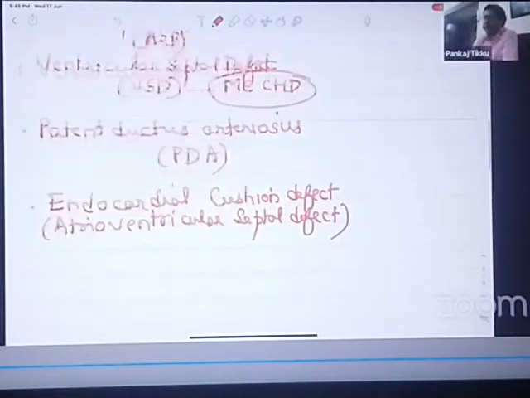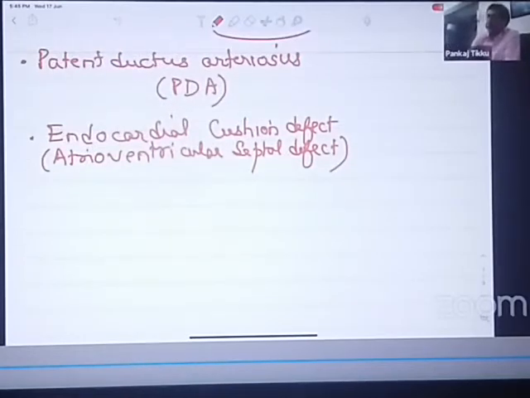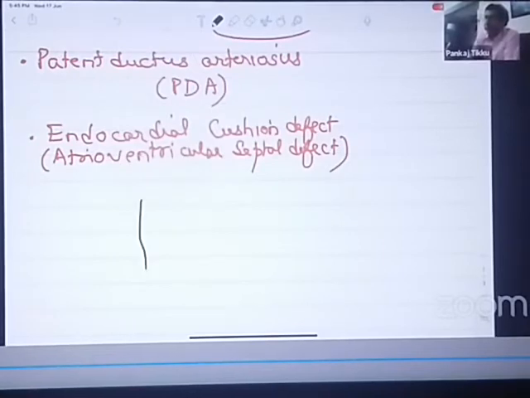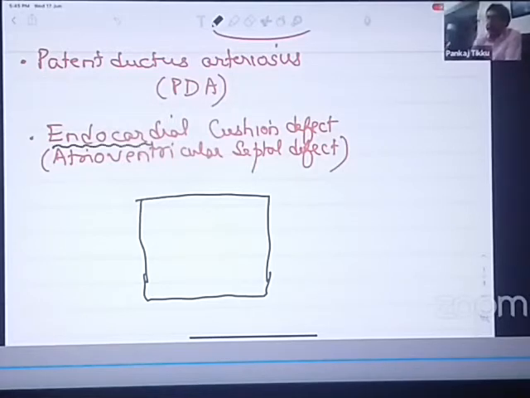I'll just tell you a few things about this disorder. Please pay attention. The word endocardial cushion is derived from cushion-like structures which are formed between the atria and the ventricles, and these later on give rise to the lower part of the atrial septum and the upper part of the ventricular septum.